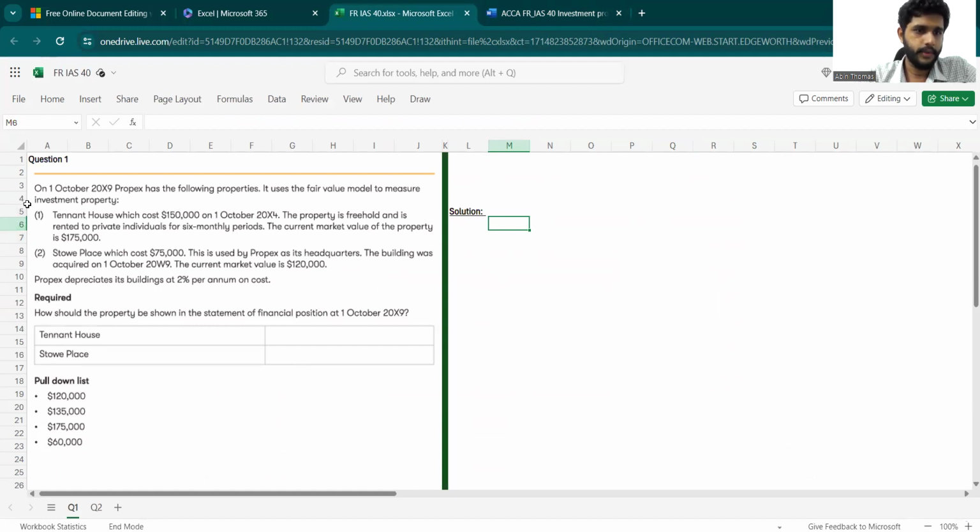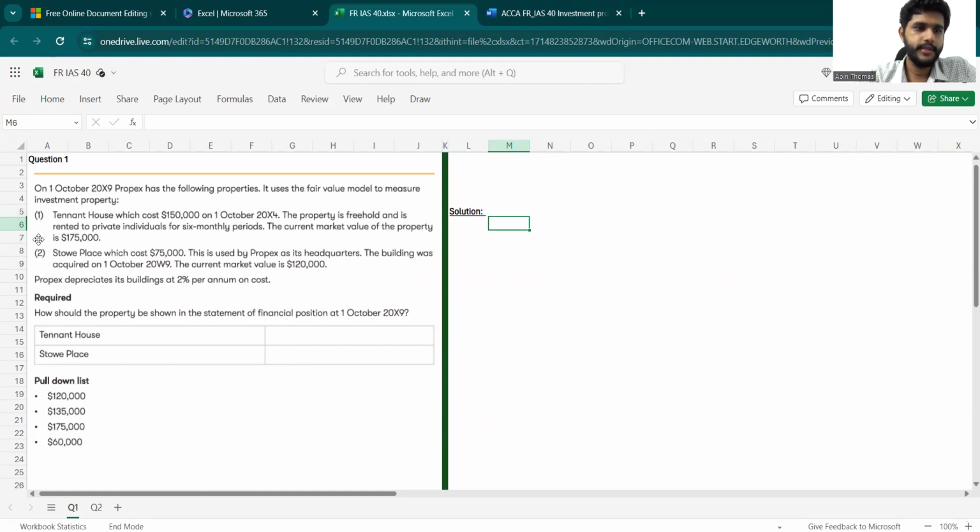On 1st October 20X9, Propex has the following property. It used the fair value model to measure the investment property. On 1st October 20X9, they have the following properties, 1 and 2. And they use the fair value model, not the cost model. Keep it in mind for the investment property.